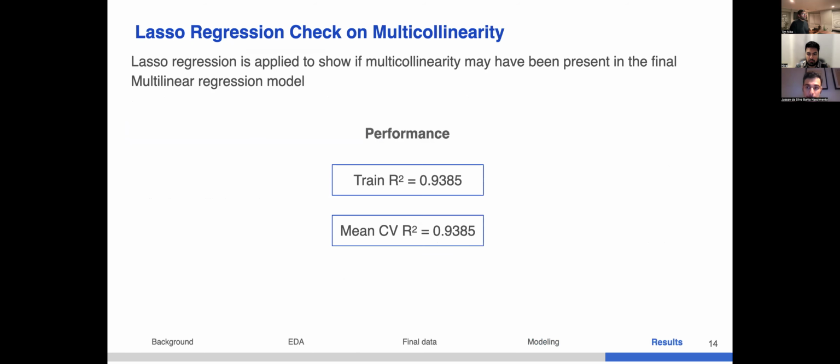Next, we did a lasso regression check on multicollinearity. So we used this to see if multicollinearity may have been present in the final regression model. And as you can see, the train R-squared and the mean CV R-squared are similar to what we achieved with the multilinear regression. So we feel comfortable concluding that there was no multicollinearity present.